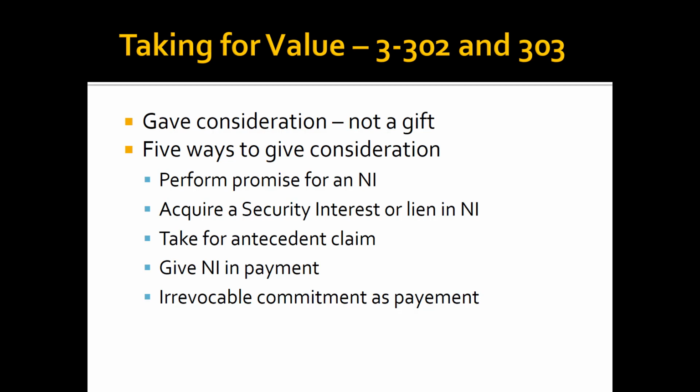Again, most of these, probably 99.999 percent, is you get a check or negotiable instrument in payment. Occasionally an antecedent claim, you're owed money, occasionally security interest, occasionally that commitment, occasionally a promise, but most of the time you're going to get it because you actually sold a good or a service to someone and delivered it. Sometimes it's a promise to do in the future.